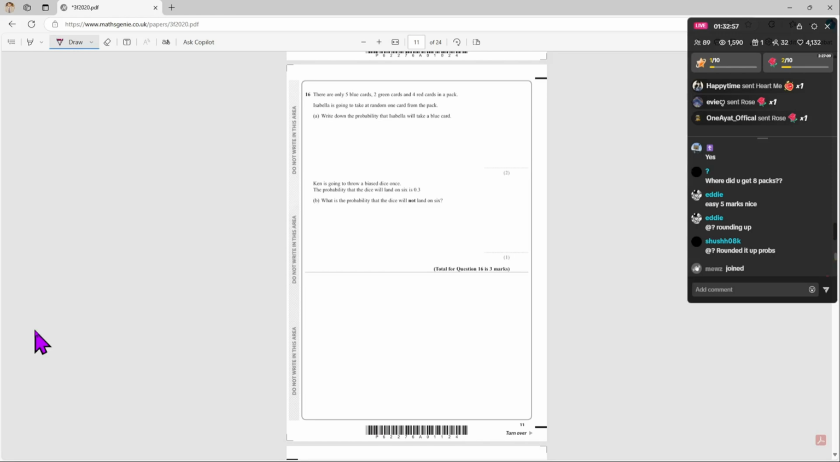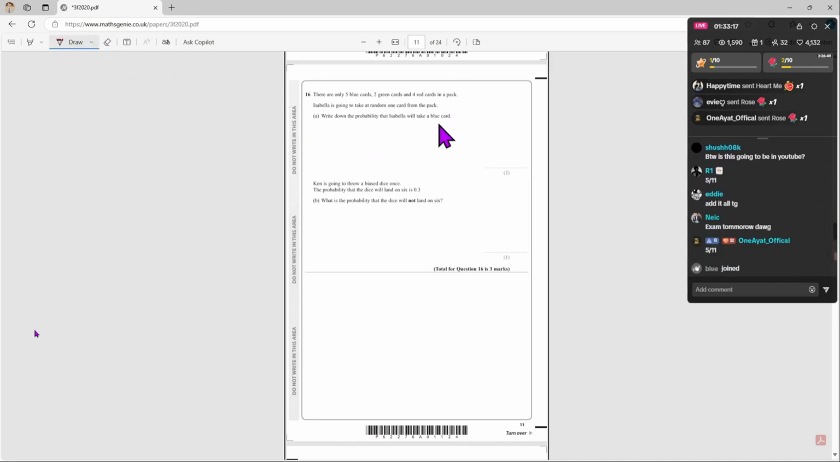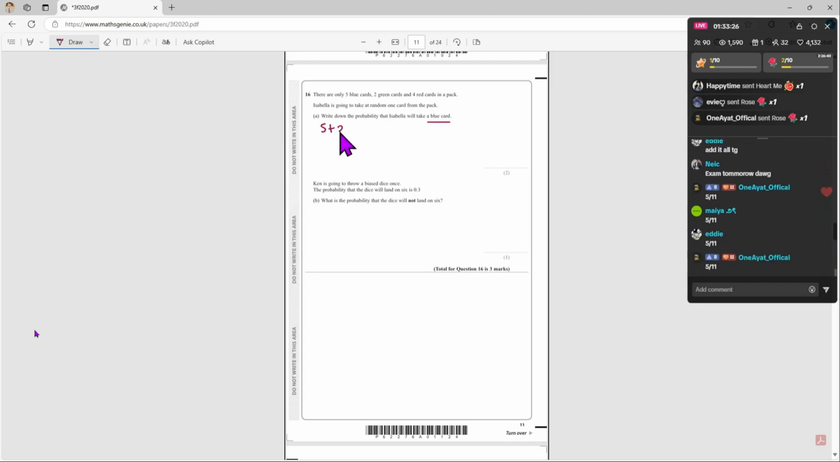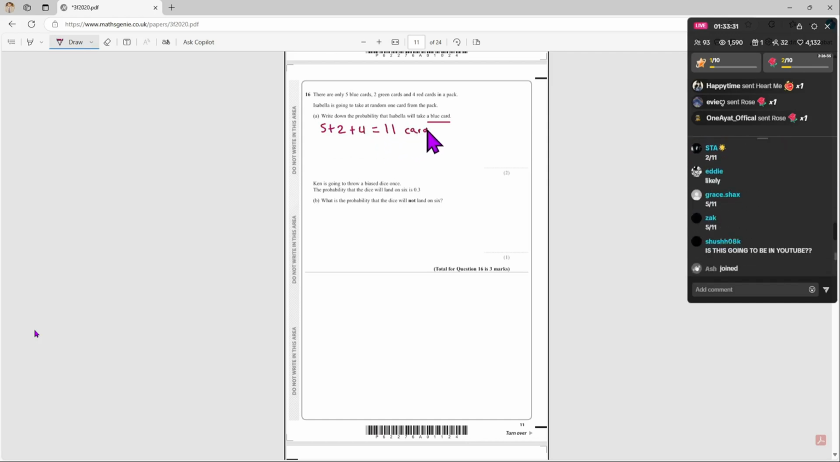There are only 5 blue cards, 2 green cards, and 4 red cards in a pack. Isabella is going to take out 1 random card from the pack. Write down the probability that Isabella will take a blue card. So first, you need to work out the total number of cards in the whole pack. The total is 5 plus 2 plus 4, which is 11 cards in total.